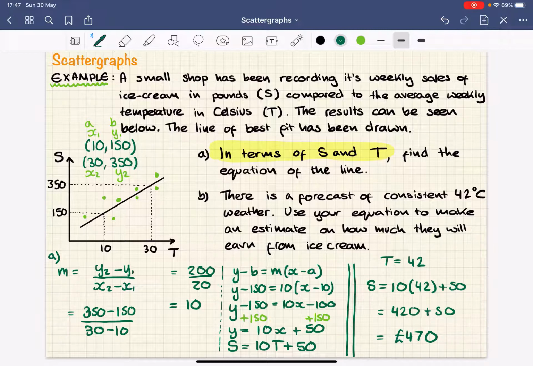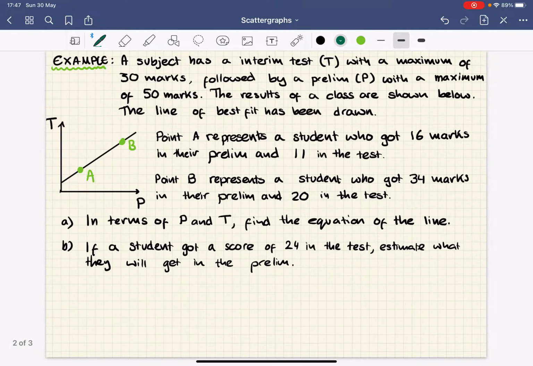Okay, so let's take a look at another example then. So this one here: a subject has an interim test T with a maximum of 30 marks, followed by a prelim P with a maximum of 50 marks. The results of a class are shown below. The line of best fit has been drawn. Point A represents a student who got 16 marks in their prelim and 11 marks in their test. Point B represents a student who got 34 marks in their prelim and 20 marks in their test.